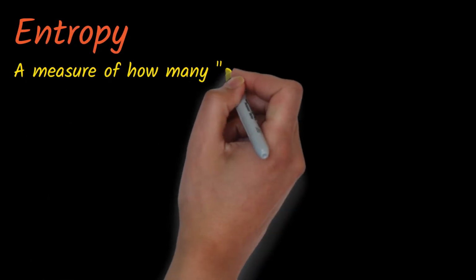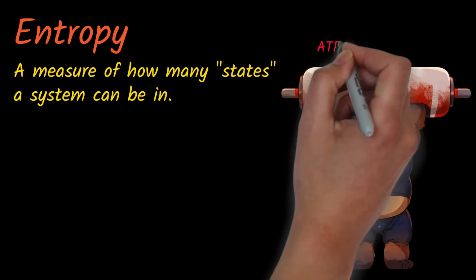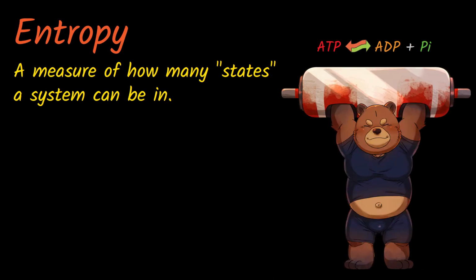Entropy is a measure of how many possible states the system can be in. When muscles are used to lift something, they do this because there is an increase in entropy at the molecular level, where ATP becomes ADP and inorganic phosphate. This is an increase in the number of molecules, which in turn has more potential states in which to exist than a single molecule does.